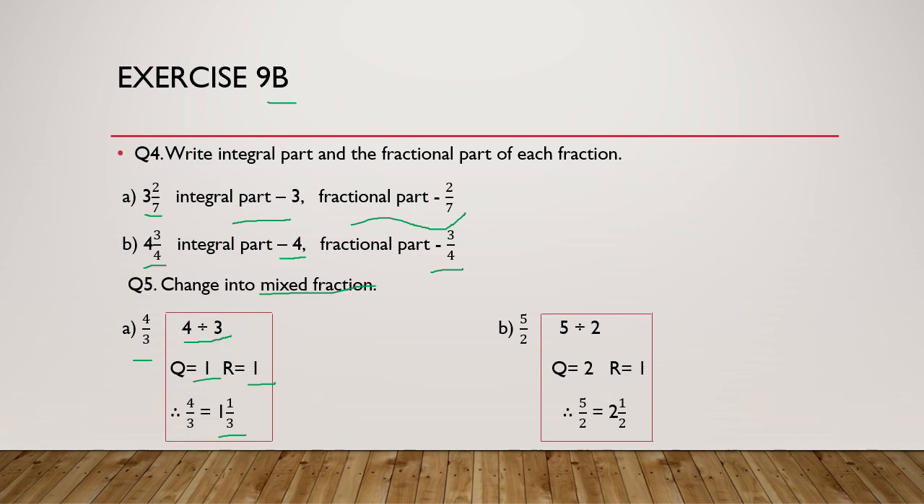Now see the next B part. This is 5 upon 2. Again we divide this 5 by 2. After dividing we get the quotient 2 and again here also we get the remainder 1. So in mixed fraction we write 5 upon 2 as 2 whole 1 upon 2. 2 whole we write here as quotient and remainder we write here as the numerator of the fractional part.